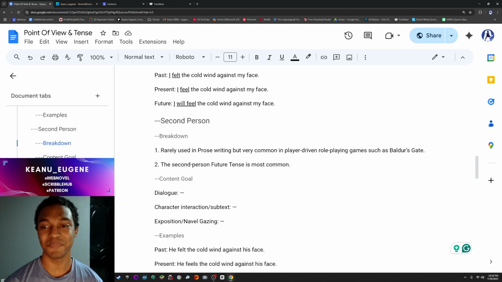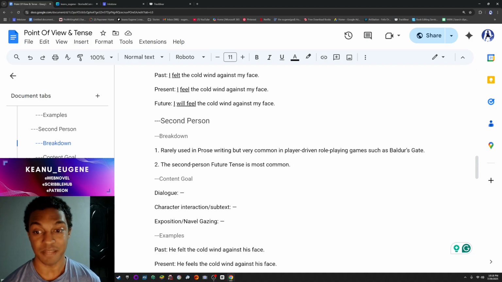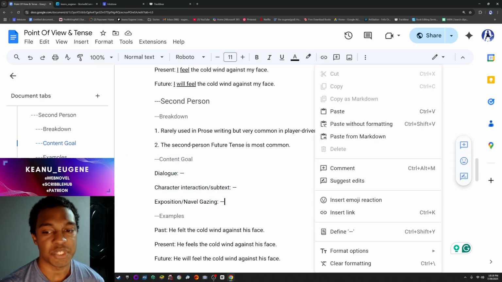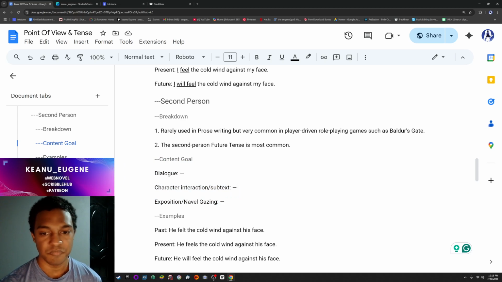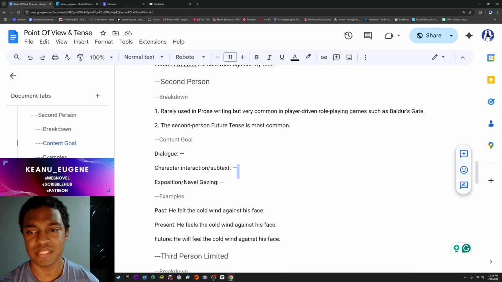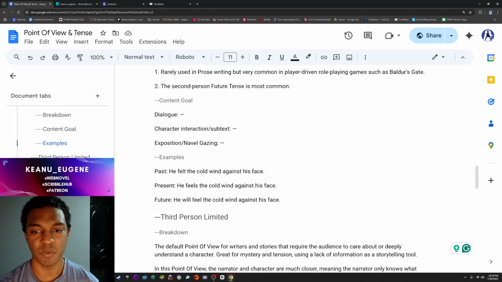Two, the second person future tense is most common. So this is what I meant when I said some tenses and points of view go well together. Second person future tense is the only way I have seen this written. For the content goal, I don't even have enough information because I've only seen this in games. The player is half the content, so I can't say how somebody should play their game. So I have to leave this blank. I really don't have enough information because it's so rare, so niche, it's damn near non-existent in prose writing, right? But future tense is most common, and that's what I'll explain now. Fun fact: this is why I stopped playing Baldur's Gate 3. I couldn't do the narration.